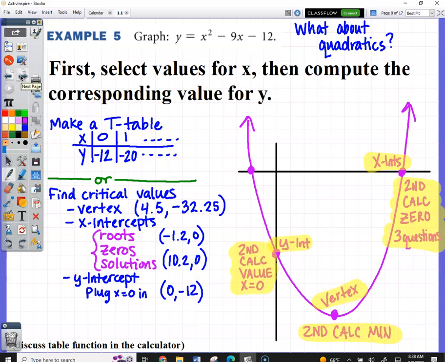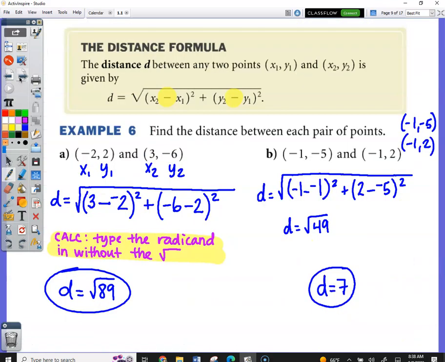We had an ugly quadratic. We graphed the critical values to get an idea of where it is. We went over the steps to do that in the calculator. We talked about the 4 words that all mean the same thing for x-intercepts.